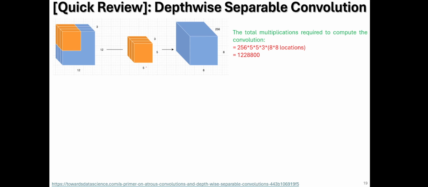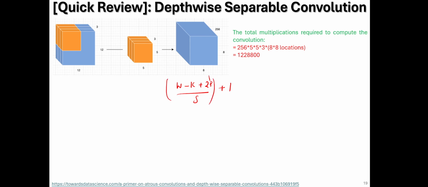So let's say I have a 5 cross 5 kernel and I need to apply it on 3 input channels, and the desired output channel is 256. So the total multiplication involved: the output size will be 12 minus 5 plus 1, which is 8. So 8 cross 8, assuming no padding and a stride of 1. You remember the formula, width minus the kernel size plus 2 times the padding, divided by stride, plus 1, right?